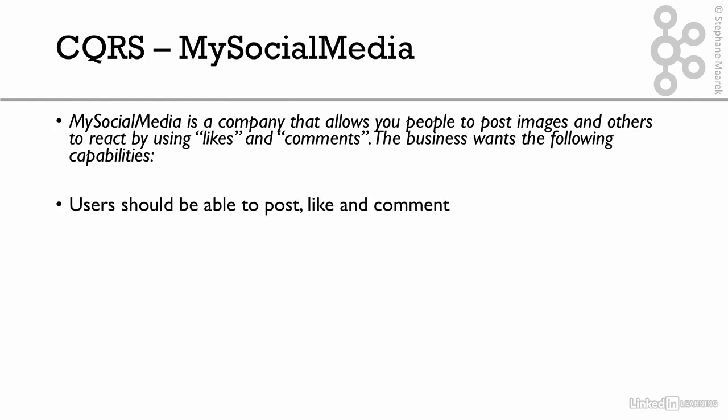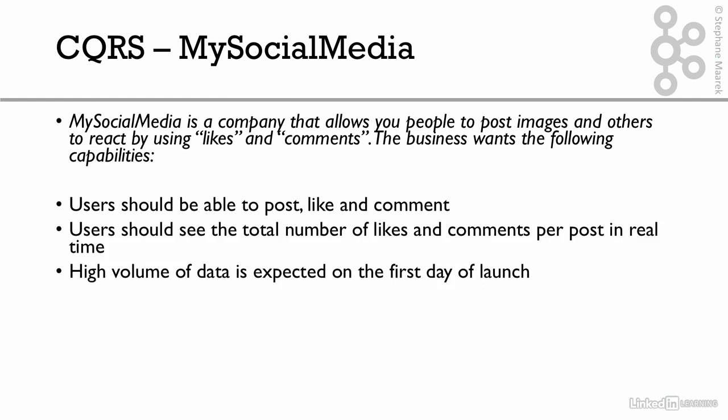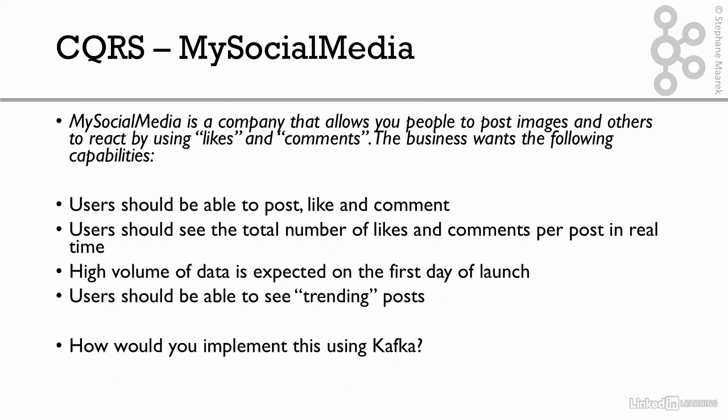The user should be able to post, like, and comment, and the user should be able to see the total number of likes and comments per post in real time. And there's a high volume of data to be expected because we're going to launch on day one and we need to have crazy high throughput. Now the user should also be able to see trending posts. So there's a lot of requirements, right? How would you do this in Kafka? So think about it for a minute, get to the drawing board and get back to this video.